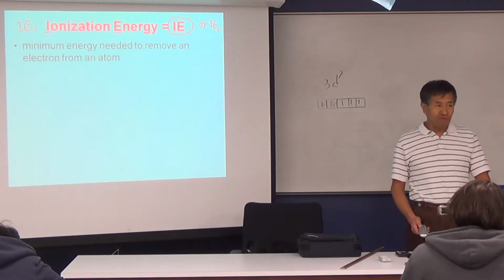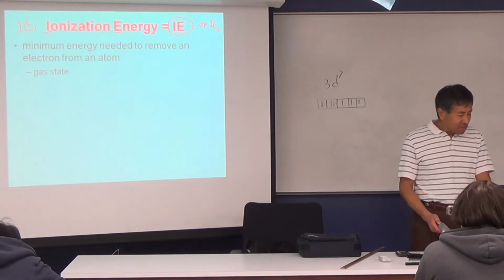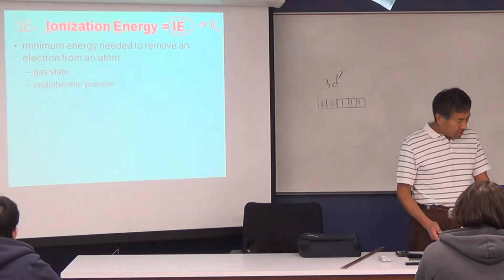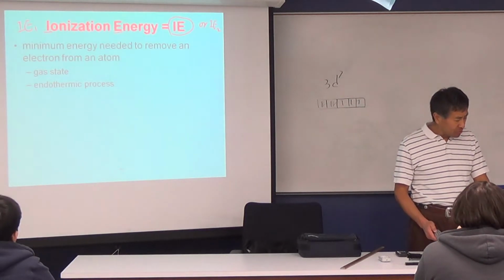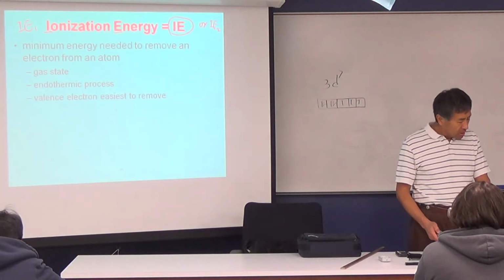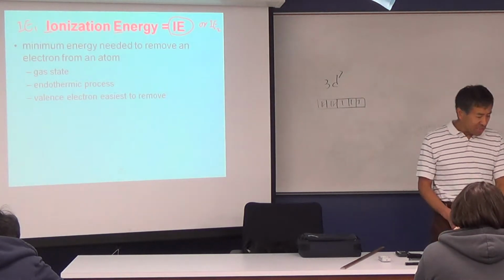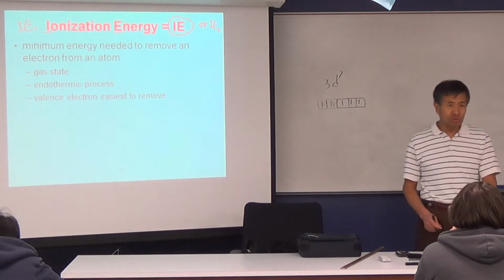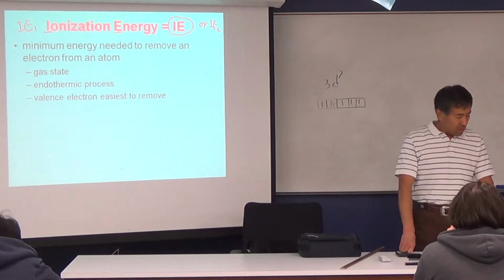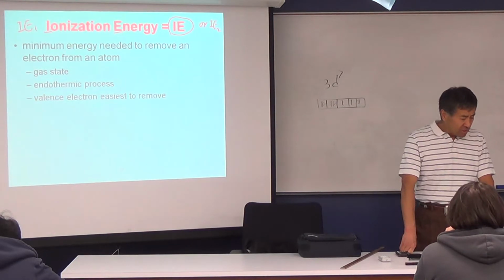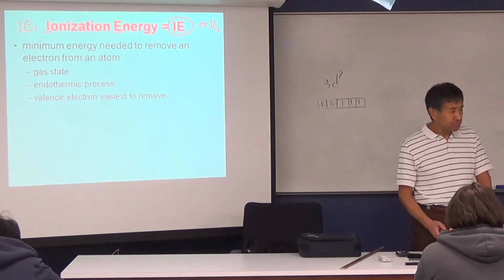Now you have to see a little more precise. Okay, remove electron from what? From those gas atoms. And remove electron is always an endothermic process. So then we also know the valence electron is the easiest one to remove because they are in a higher energy orbital, and physically they are easy access.